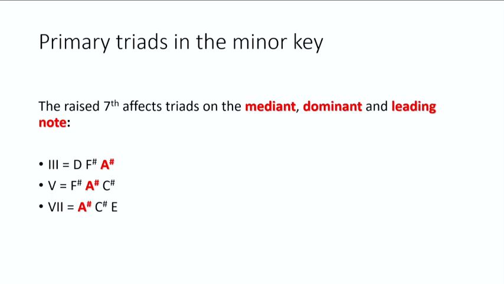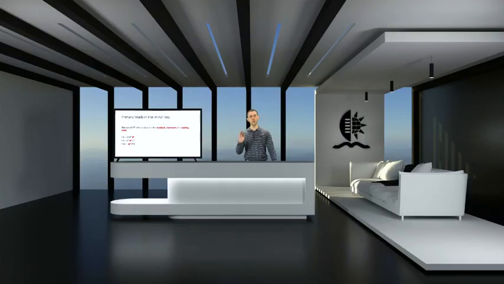In B minor, the 3rd note is D: B, C, D. So the chord starting on chord 3 is D, F sharp, A sharp. Many people forget to put the sharp in front of the A, and that causes problems. Chord 5 has the A in the middle: F sharp, A sharp, C sharp. And chord 7, the root of chord 7 is the A sharp: A sharp, C sharp, E. Those are the chords which are affected by the raised 7th in a minor key.